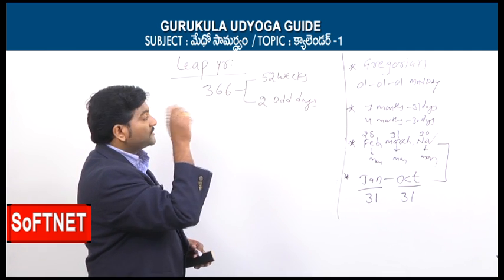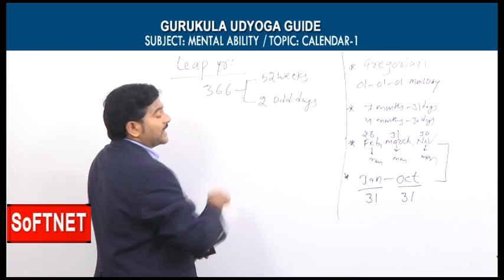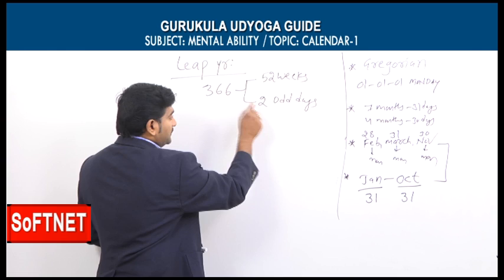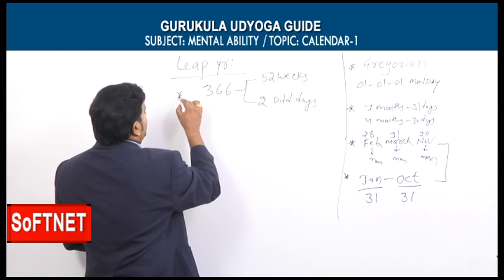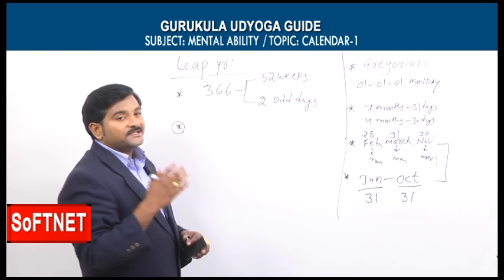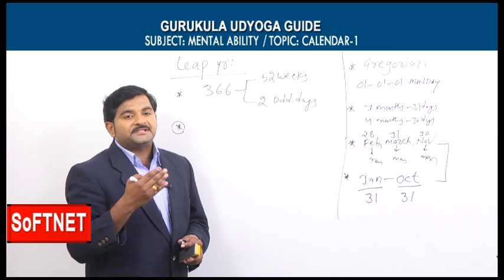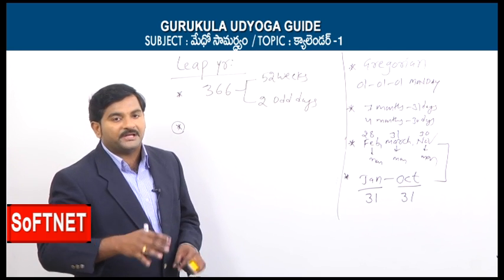In the beginning we have seen we divided 366 by 7, we got 2 as the remainder. That's why this 2 is said to be the odd day. So that is the first point in leap year. And the second point is, by seeing which year is said to be a leap year and which year is said to be a non-leap year or simply ordinary year.